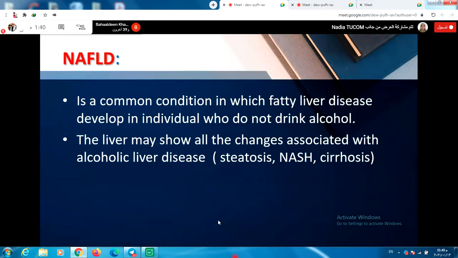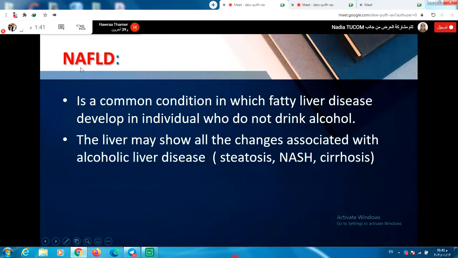Okay. Non-alcoholic fatty liver disease. This is a special entity or disease called non-alcoholic fatty liver disease. We will take alcoholic liver disease, and these are the non-alcoholic. There's a special entity called non-alcoholic fatty liver disease: fatty liver or fatty steatosis or fatty change that develops in non-alcoholic people.